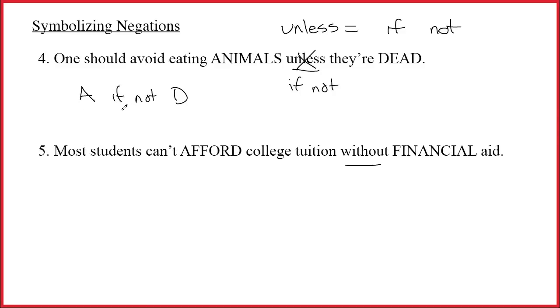This is all I really need to care about, and now we just follow the rule for "if." What follows "if" is the antecedent. What's following "if"? Not D. And so the correct symbolization is: if not D, then A. So this is the correct symbolization. We are done with the sentence. Unless equals if not.